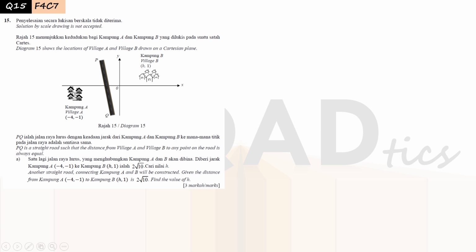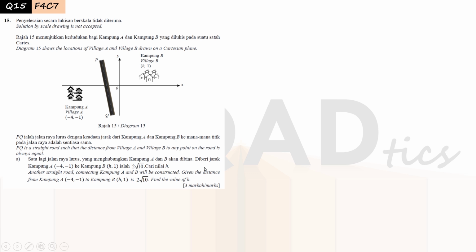So here we have the coordinates of these two villages. Alright, and there is this road here. And for this sentence, I will skip it first because it's more important for part B. Okay, so we're going to part A first. So here it says another straight road will be connecting these two kampong.